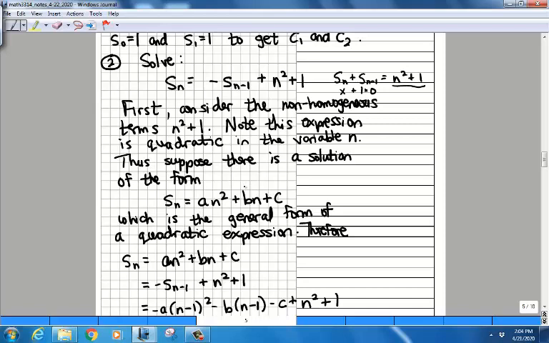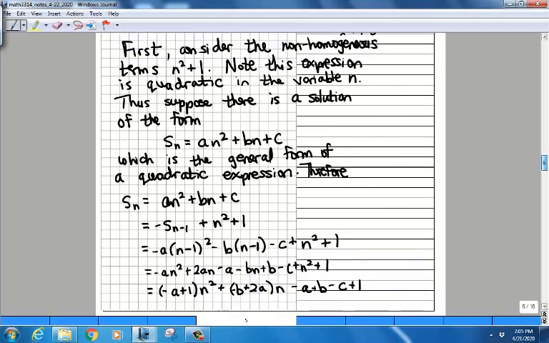So what we're going to assume here is that we have a solution to the non-homogeneous recurrence relation that looks like this. Again, it looks like a general quadratic function: a n squared plus b n plus c. And what we'd like to do now is to pick out the a, b, and c so that we do have a solution. So let's see if we can do that.